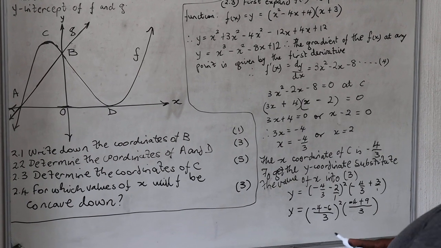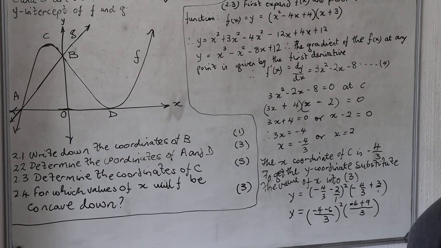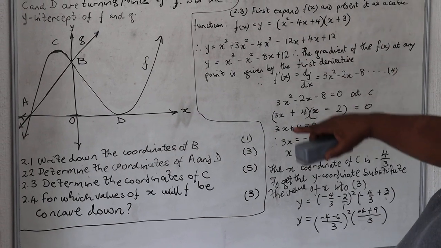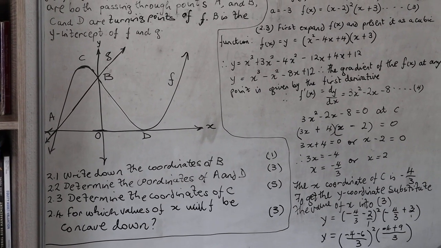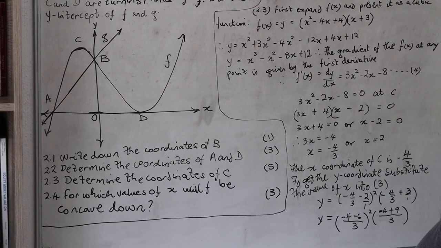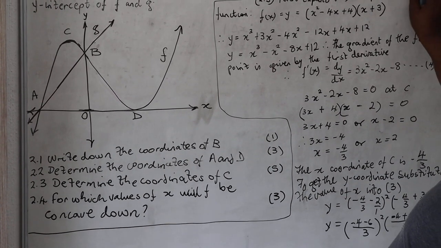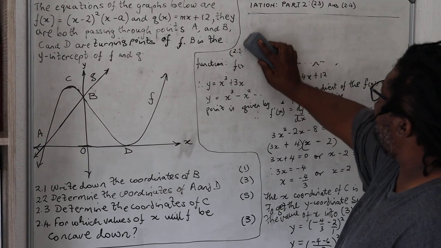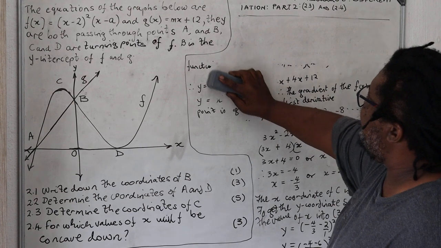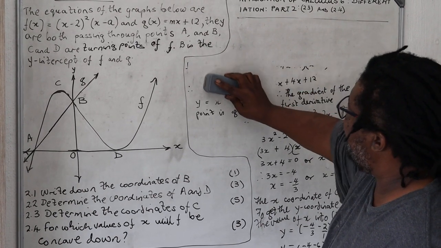So we are running out of space. We can rub the top part so that we can continue with our working. And we also create space for doing 2.4.